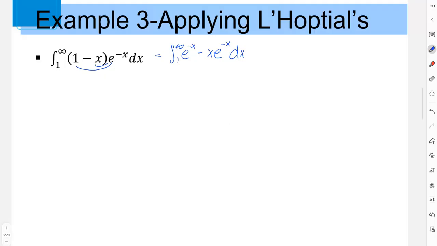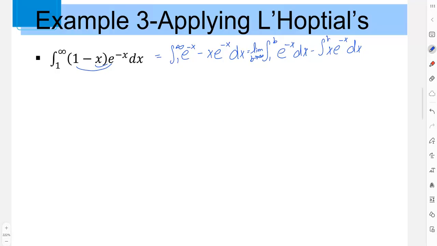So this guy is easy to integrate. So we're going to think about splitting this up. This would be e to the negative x dx minus x e to the negative x dx. And then we're taking the limit as b goes to infinity for both of these. So I'm just going to try to write this all in one piece here. Let me see if I can clean up my notation just a little bit.